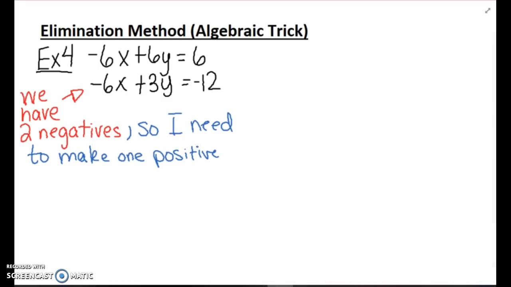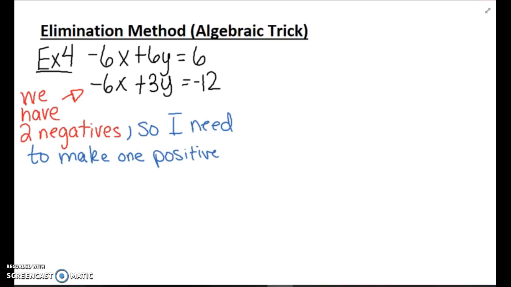How am I going to make one of those negative 6x a positive? I want you to think about this for a moment. We have two equations. We want to use the elimination method because both x and y are aligned, and I have a negative 6, but I have another negative 6. So how can I make one positive? And this is where the algebraic trick comes in.